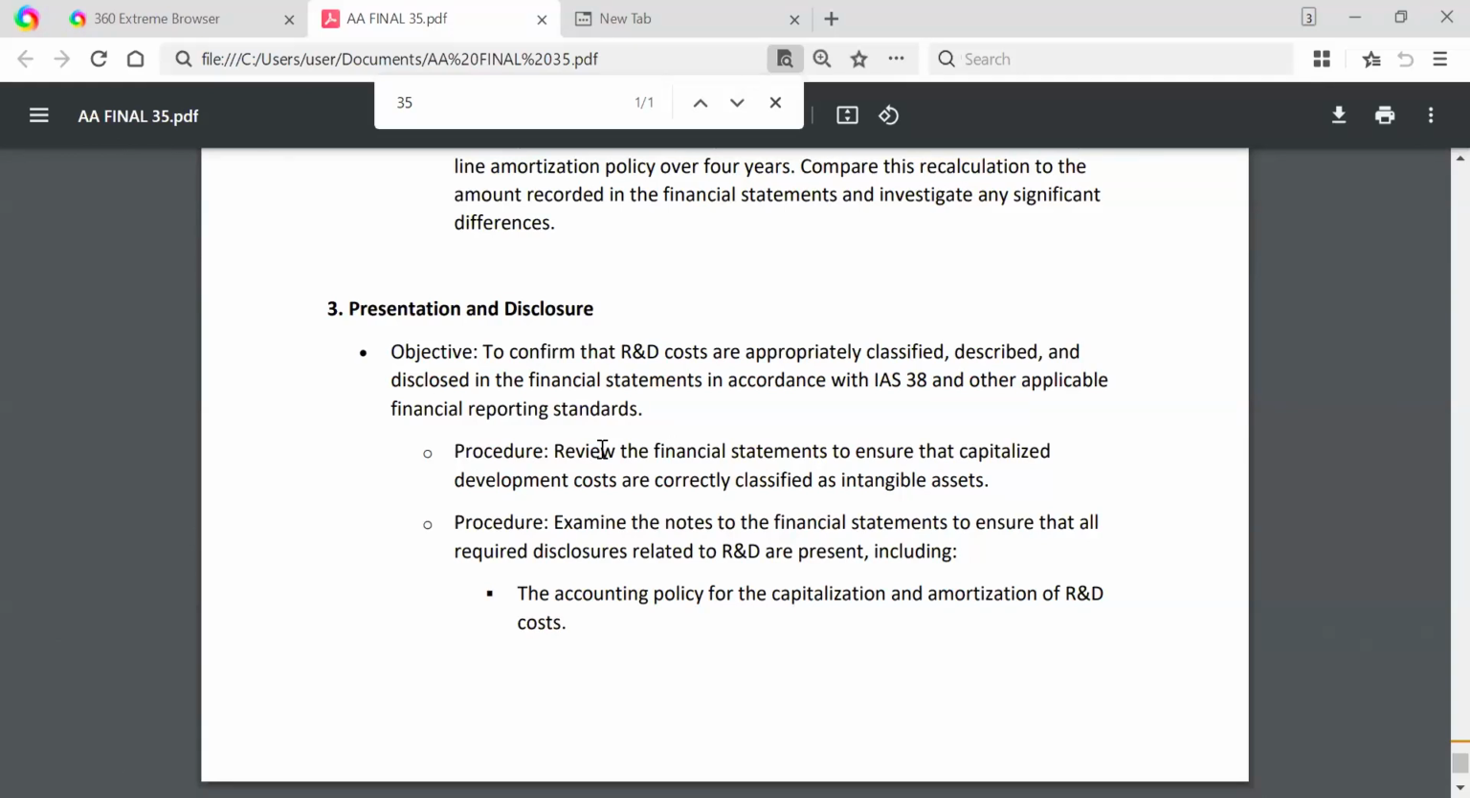Procedure. Review the financial statements to ensure that capitalized development costs are correctly classified as intangible assets. Remember, the development cost which is to be capitalized will be called an intangible asset.